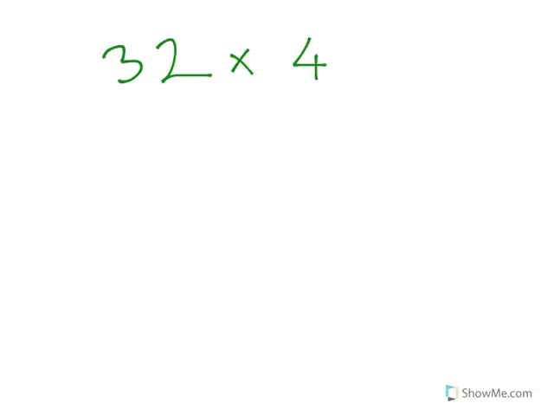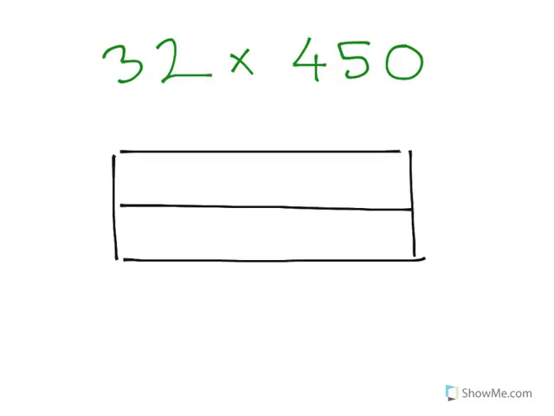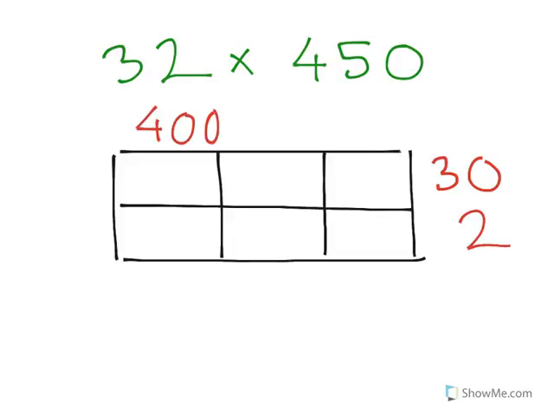Now if you're faced with a 2-digit multiplied by a 3-digit, this time we'll do 2 down and 3 across. Breaking it up again, I'll have my 30 and my 2 for 32. Now my 450, and a 0 here.